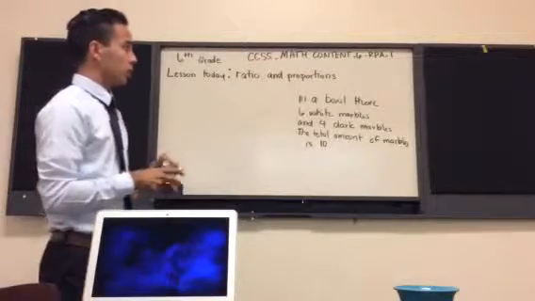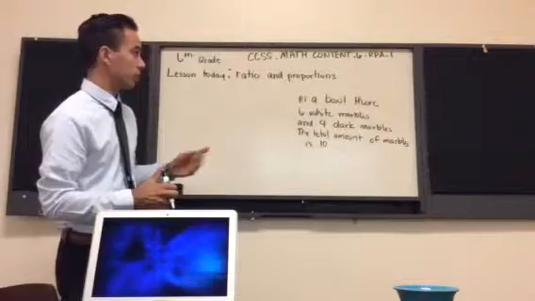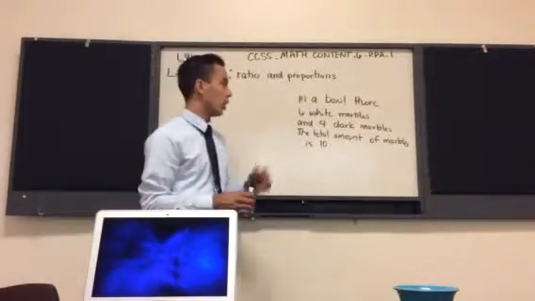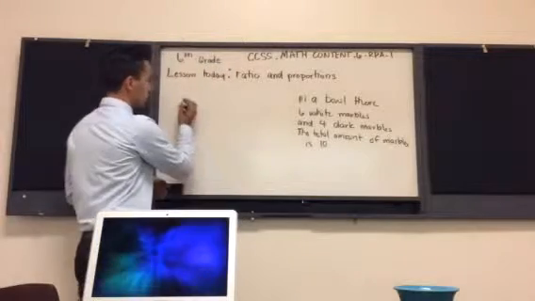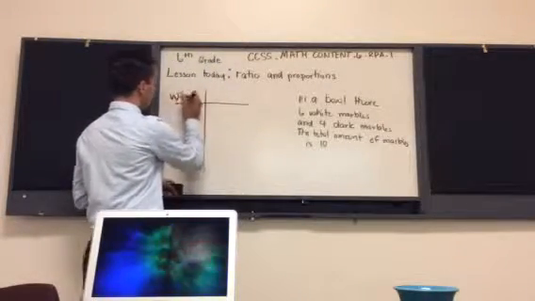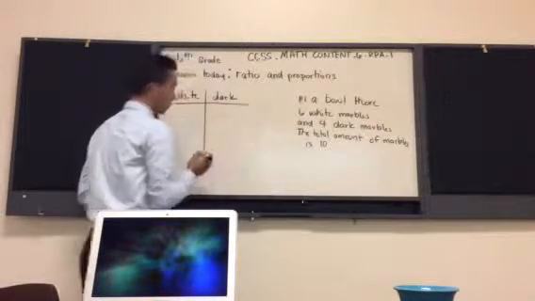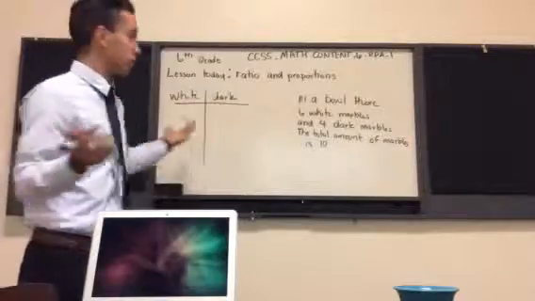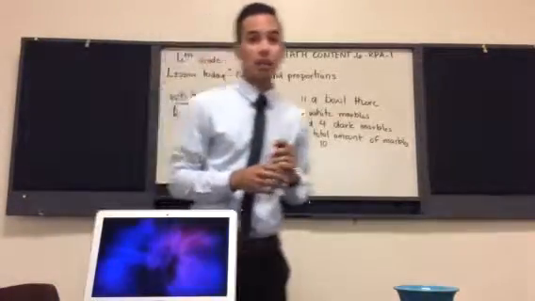Now, in this, we can ask a series of different questions like, what's the ratio of white marbles to dark marbles? So, let's look at that one. So, white to dark. And we can simply say 6 to 4, because we looked at that.